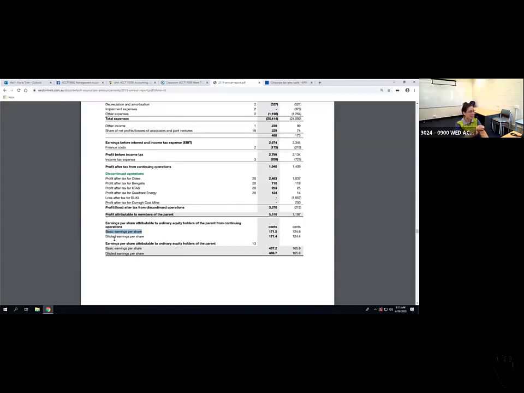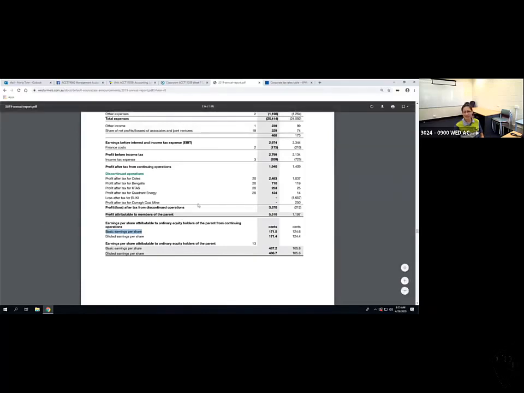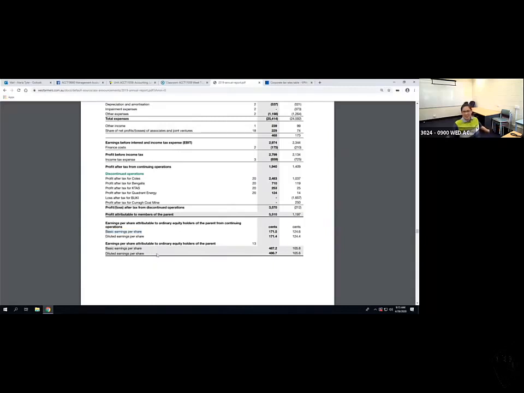Does anyone want to have a guess at what the difference between a basic earnings per share and diluted earnings per share is? That's okay. I'll give you my explanation of what it is, okay?